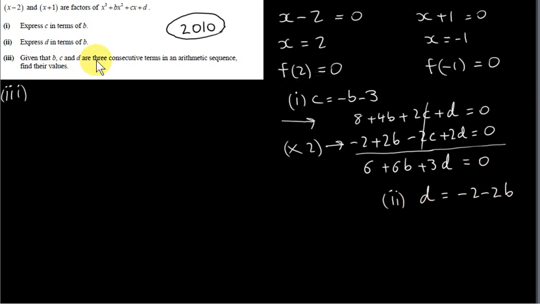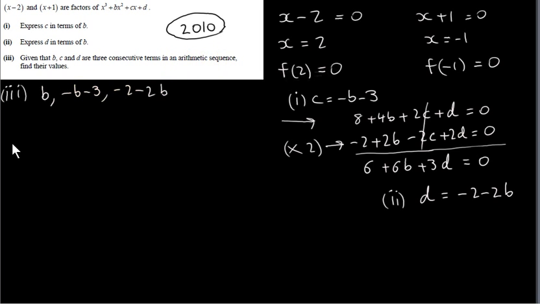Given that b, c and d are three consecutive terms in an arithmetic sequence, find their values. So here is b, here is c, c given in terms of b, and here is d, d given in terms of b. Now, these are meant to be an arithmetic sequence. That means that if we take this term and subtract the previous term, we'll get the same result if we take this term here and subtract this term. So the difference between consecutive terms is constant. That's the meaning of an arithmetic sequence.